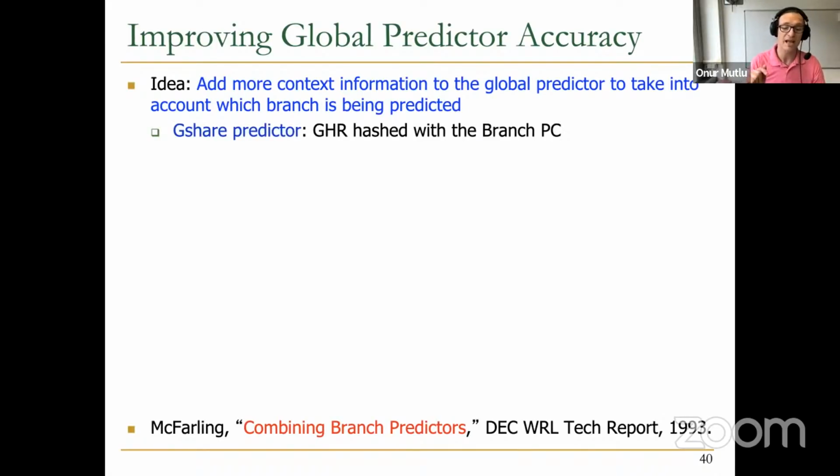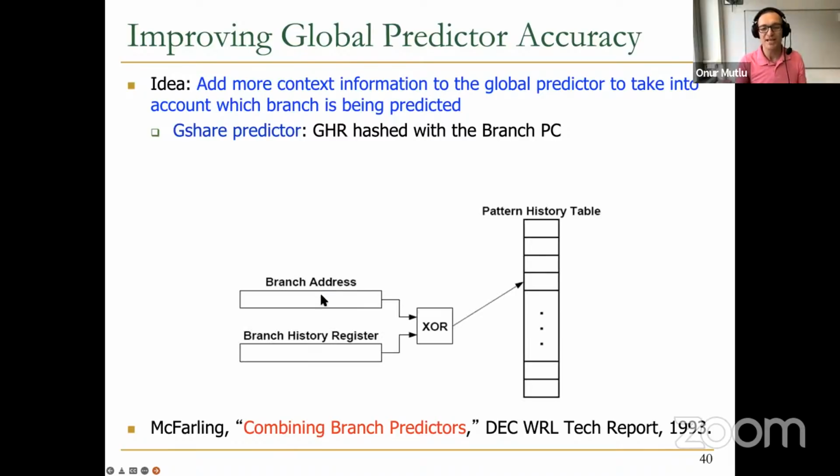This is one way of adding more context information. It was actually introduced by the paper that I assigned to you, the combining branch predictors paper, and it actually had a huge impact also. It's called the Gshare predictor. You have the global history register and you hash it with the branch PC. Basically, you have the branch program counter and branch history register. It's called the global history register, actually, in this particular case. You XOR them or use some other hash function, and you use that hash function to index the pattern history table. Now, you don't only take into account the global history information, but also the branch context, meaning what program counter am I using? And this distinguishes the history for different branches.